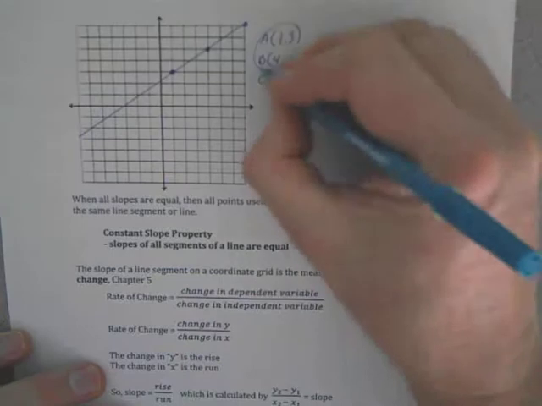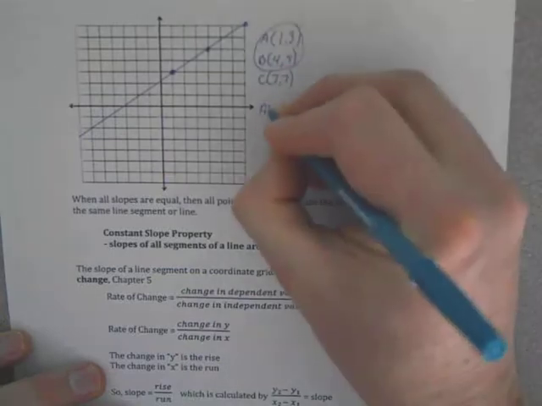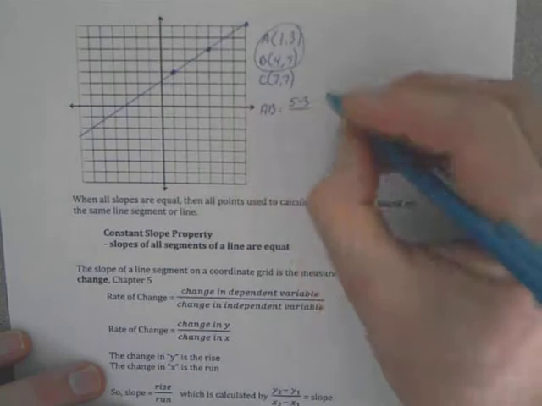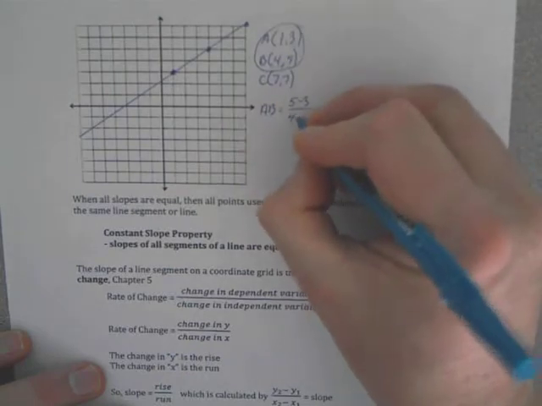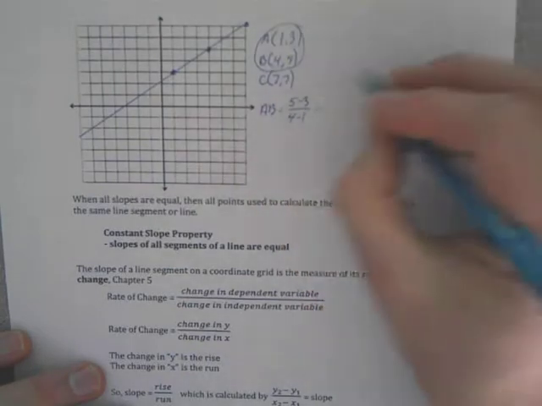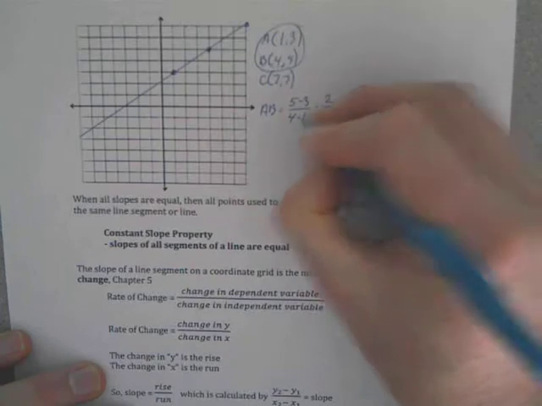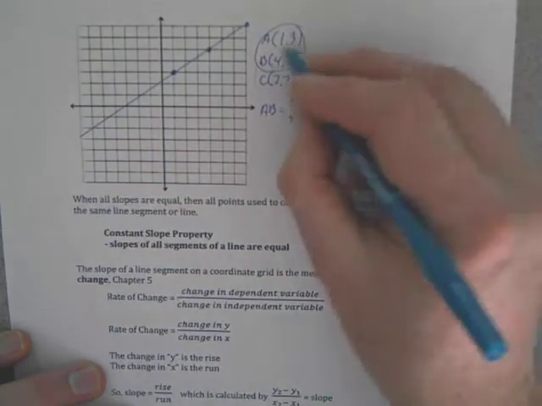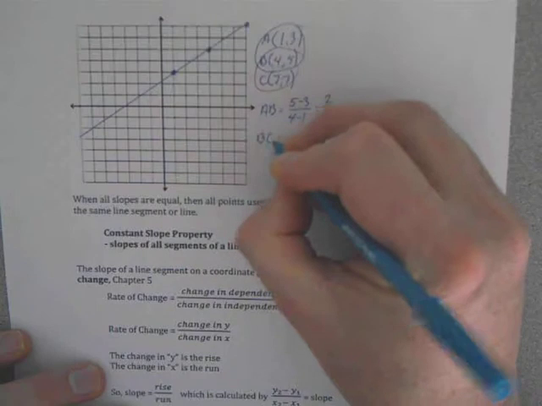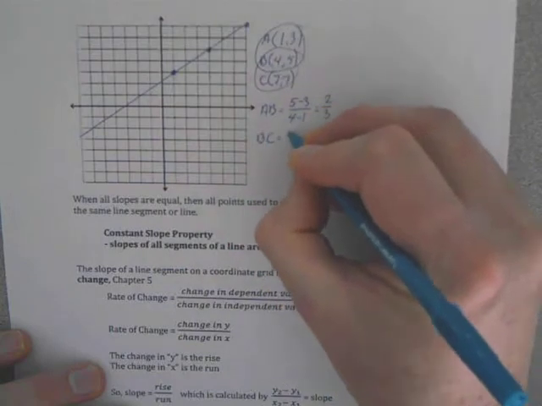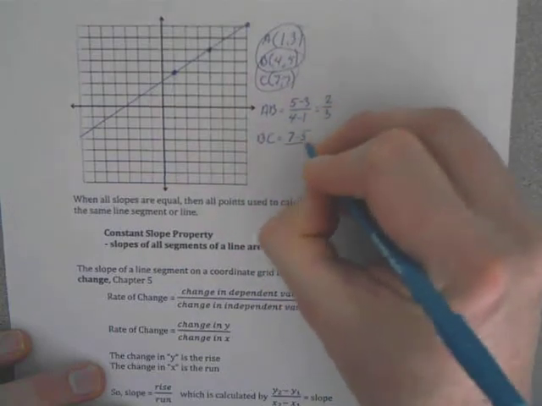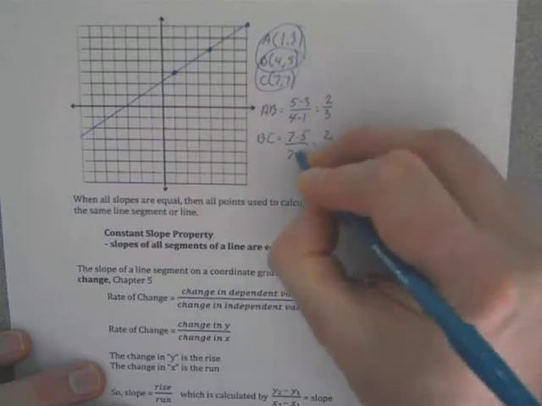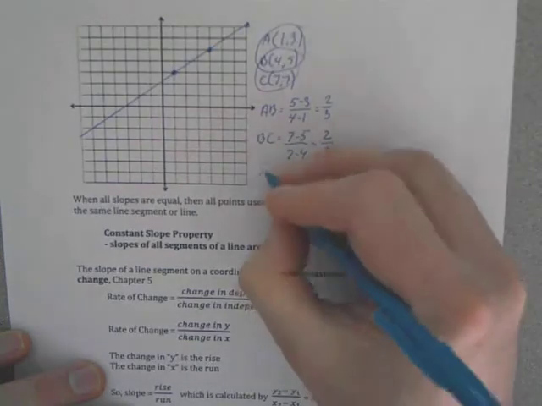So if I find the slope of A and B, it is 5 minus 3, y2 minus y1, over 4 minus 1, which is x2 minus x1. 5 minus 3 is 2, and 4 minus 1 is 3. That's the slope. If I do B and C, I get 7 minus 5 for my y's, and my x's will be 7 minus 4. 7 minus 5 is 2, 7 minus 4 is 3. Same thing.